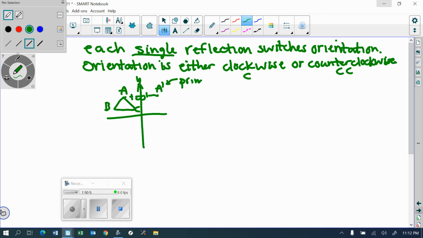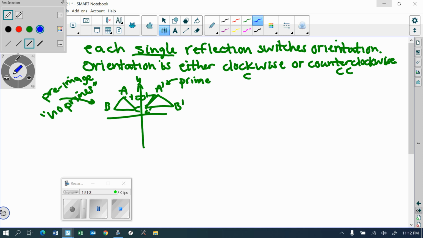Okay, vocab word. The ones without primes, this is called the preimage. This is how I know which one's the preimage versus the image. Preimage, no primes. The image has primes on them. The C would come to right here because it's the same distance away, so that's C prime. And the B would come over here, same distance away. And I reconnect them. And that's B prime and that's C prime.